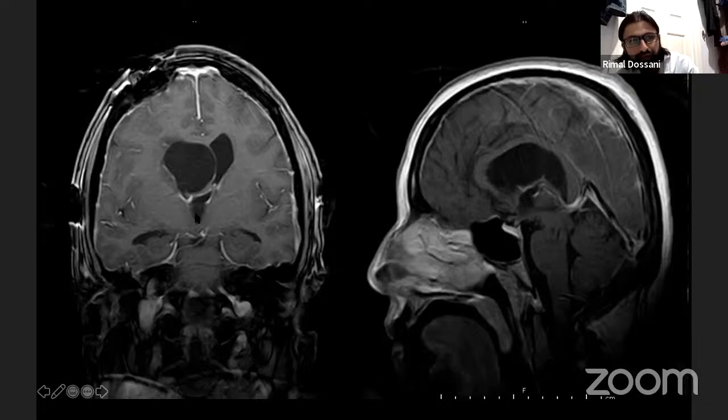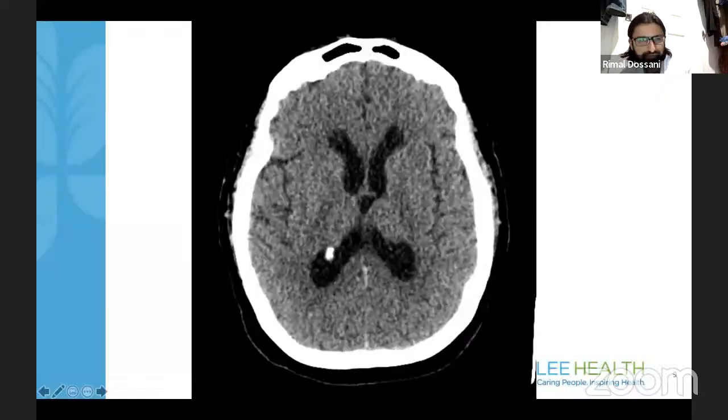So this is the post-op MRI, demonstrating gross total resection. No residual cyst wall is identified. The cerebral veins are noted to be intact, and so are the fornices, as you can see there.